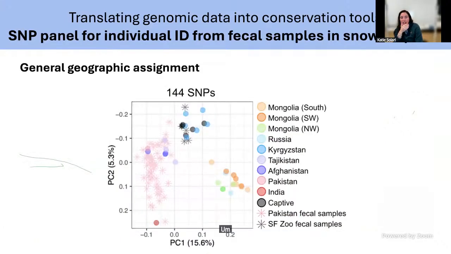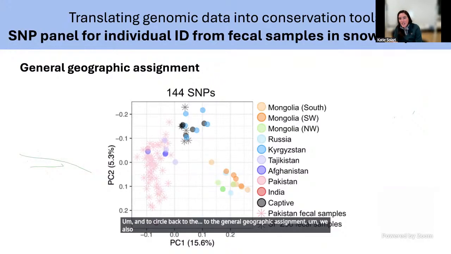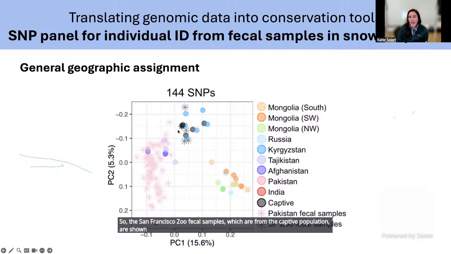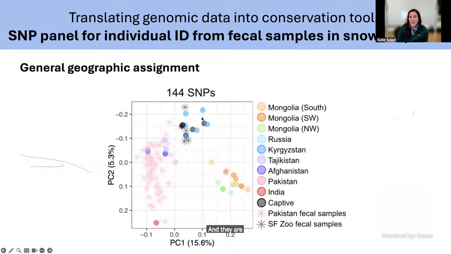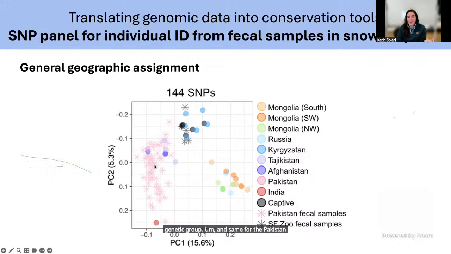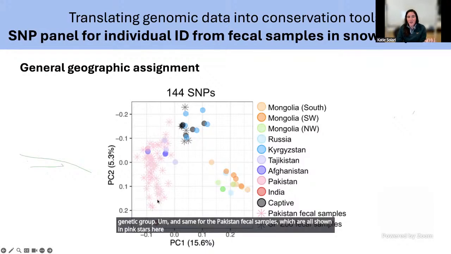And to circle back to the general geographic assignment, we also see from our fecal samples that we can get a sense of general geography from these samples. So the San Francisco Zoo fecal samples, which are from the captive population, are shown in black stars here, and they are falling in this PCA space where the captive tissue samples are. So if we didn't know where this fecal sample had come from, we could get a sense that it was from this genetic group. And same for the Pakistan fecal samples, which are all shown in pink stars here, which are all falling in this general southern range group.